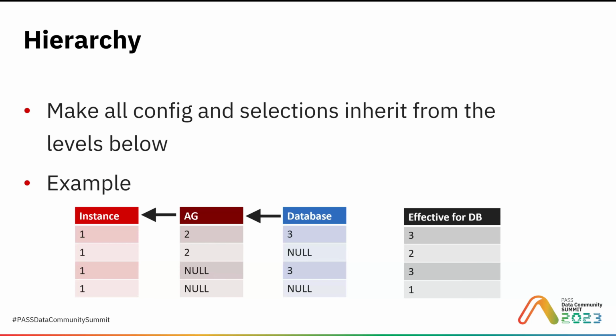So in that configuration table, there are a lot of nulls because you don't want to specify specific values. You want to inherit as much as possible. That makes managing large numbers of machines super easy.